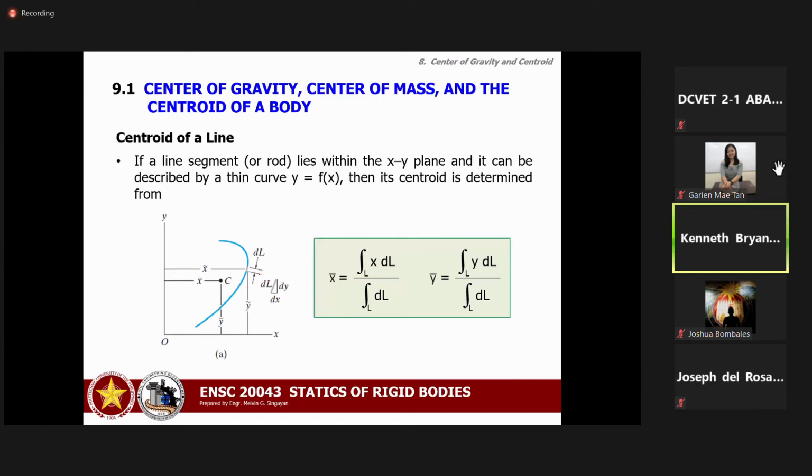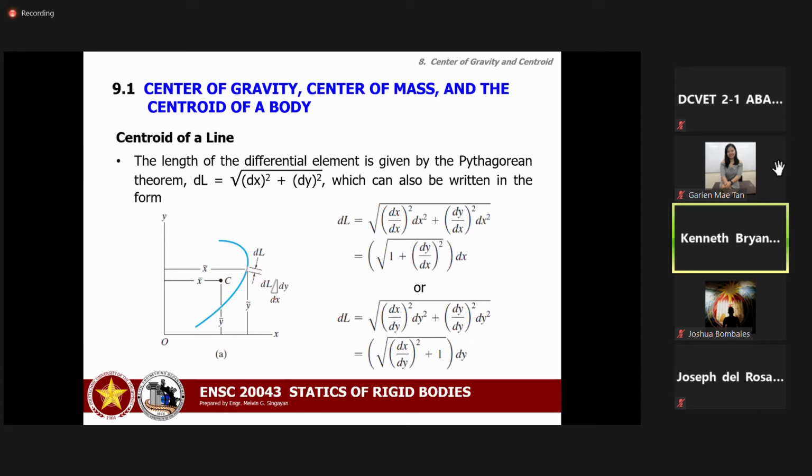Take note, the element dl that we will take can be formed using the Pythagorean theorem. That is the hypotenuse of the triangle. So by applying Pythagorean for the differential element, dl will be equal to square root of dx squared plus dy squared, which can also be written as dl equals square root of (dx over dx) squared plus (dy over dx) squared. So it will give you dl equals square root of 1 plus (dy over dx) squared dx, or dl equals square root of (dx over dy) squared plus 1 dy.